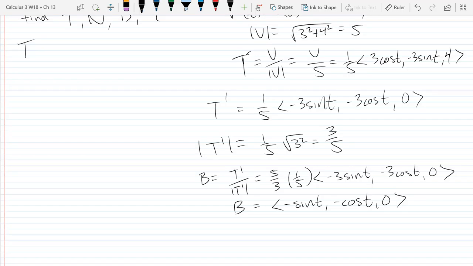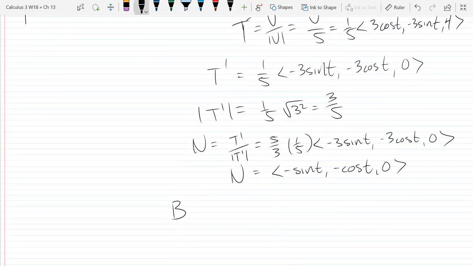Oh yeah, absolutely. Yeah, B is the cross of those two. So that's N, and the order's important. B is T cross N. Right, not N cross T? Okay.